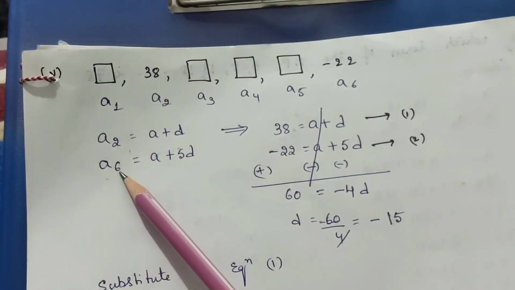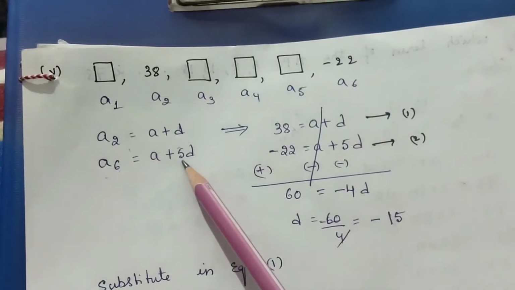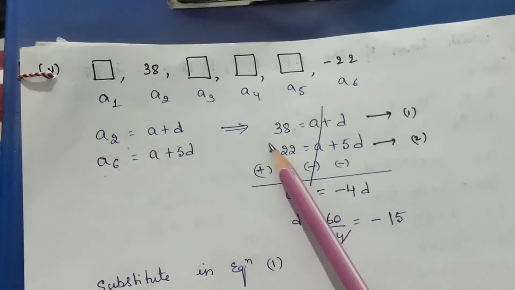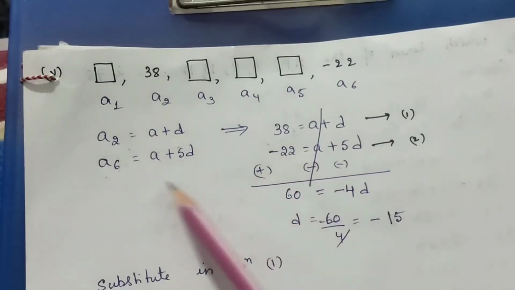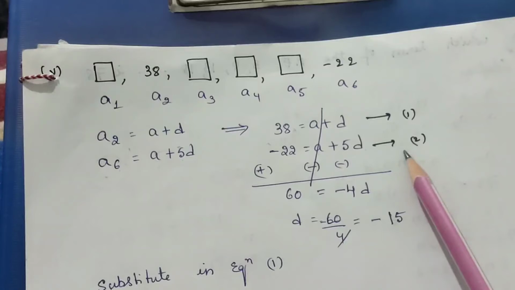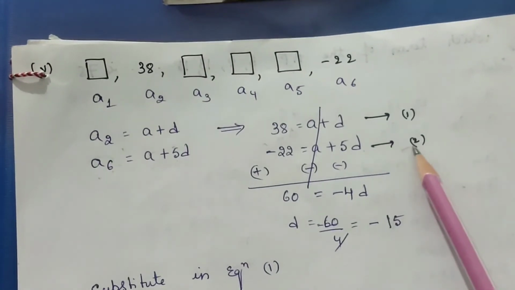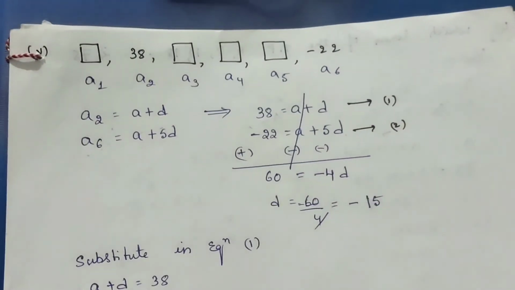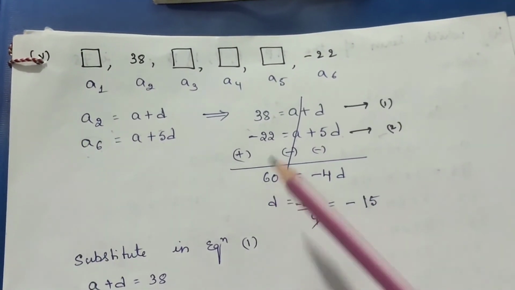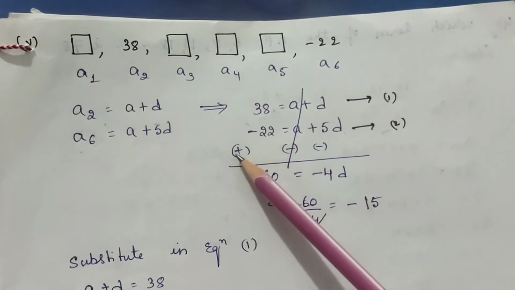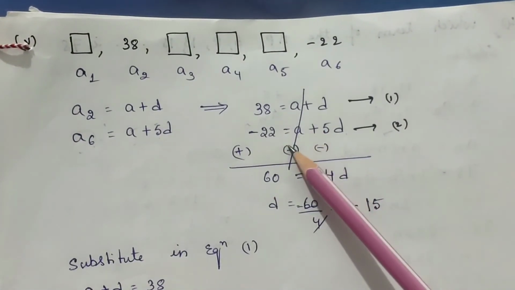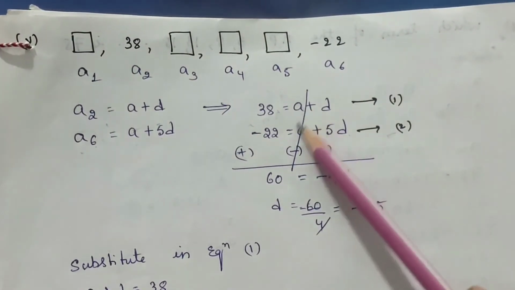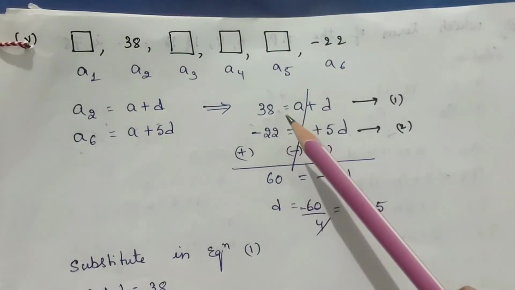In the same way, A6 can be written as A plus 5D. Instead of A6, substitute the value minus 22. Then minus 22 is equal to A plus 5D as it is. Let me call this equation 2. Subtract the equations, the sign of each term changes. Then minus 22 will become plus 22, plus A will become minus A, plus 5D will become minus 5D. Plus A and minus A will get cancelled.